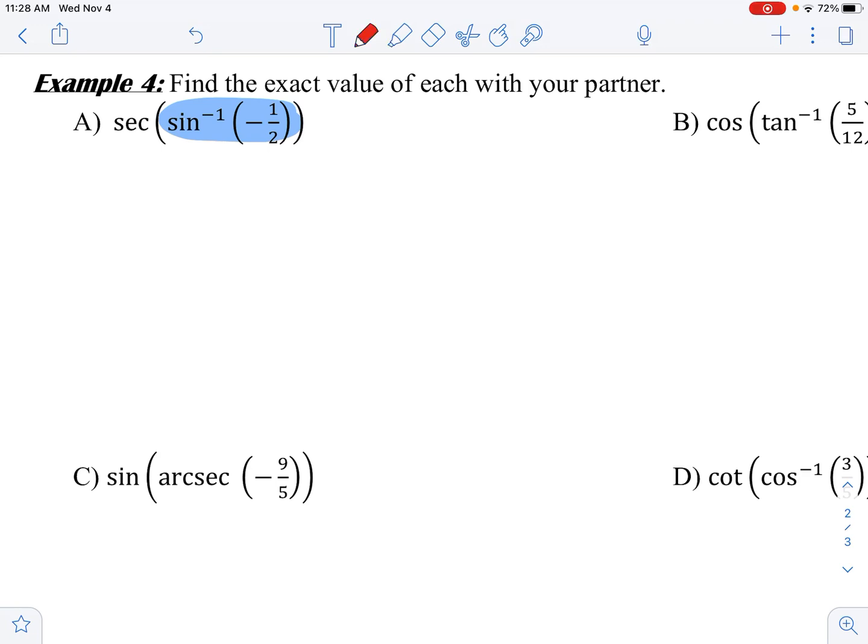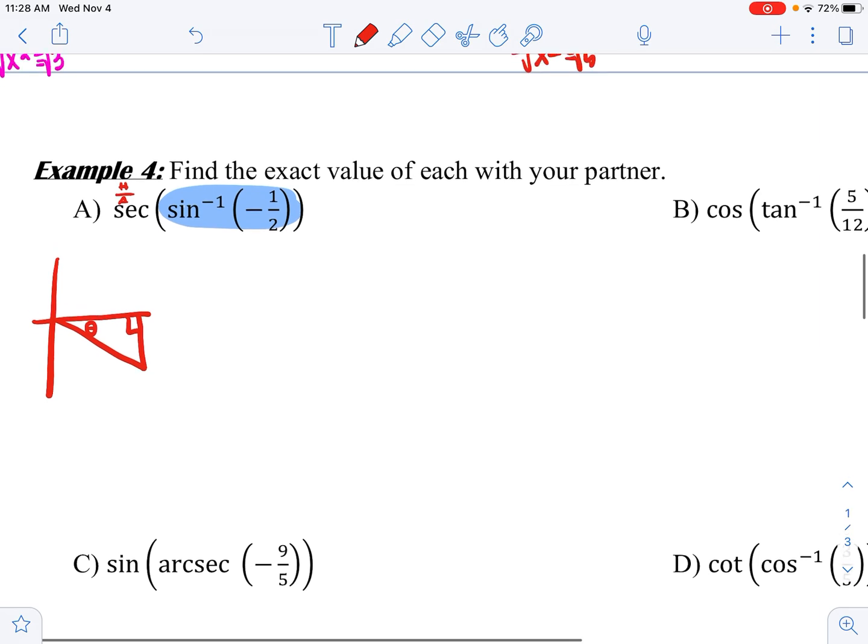Okay, find the exact value of each. So I'm going to start with this inside right here. Is my answer going to be an angle? No, because I have to take the secant of that. Secant is the reciprocal of cosine. Cosine's adjacent over hypotenuse, so this is going to be hypotenuse over adjacent.